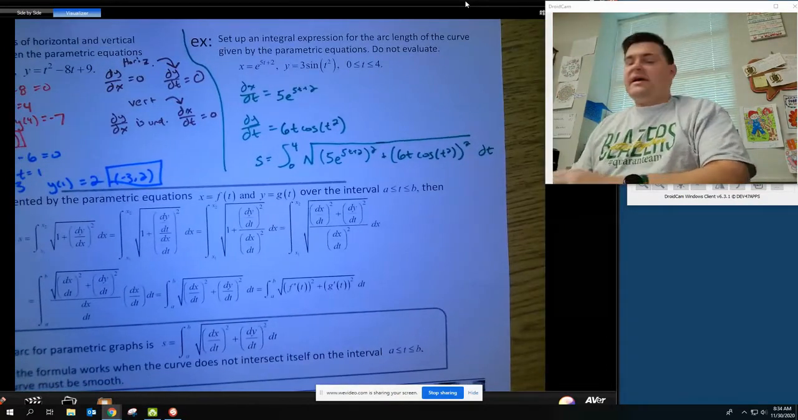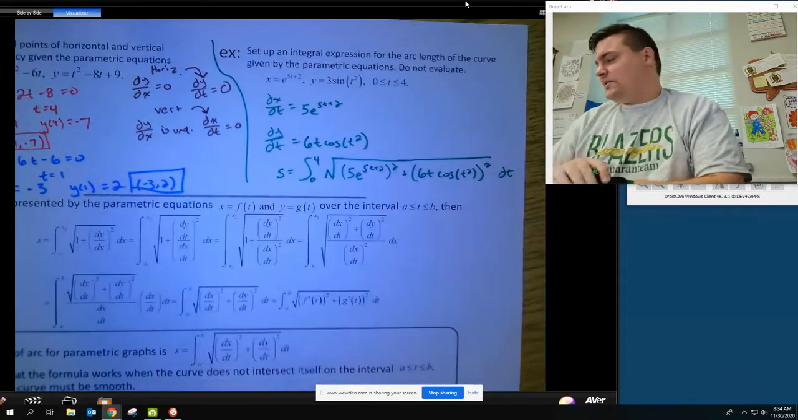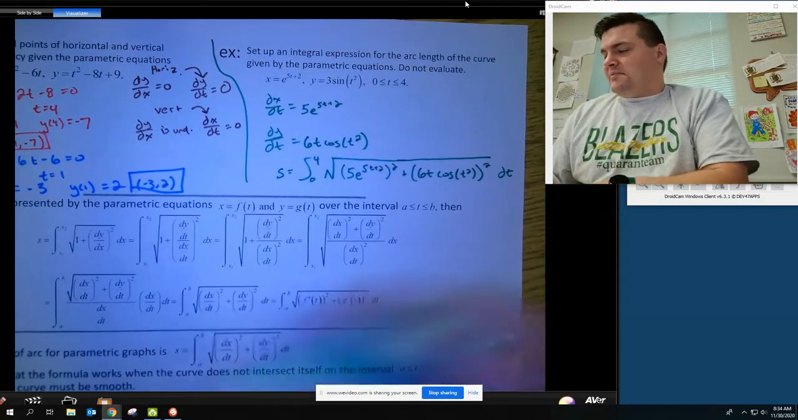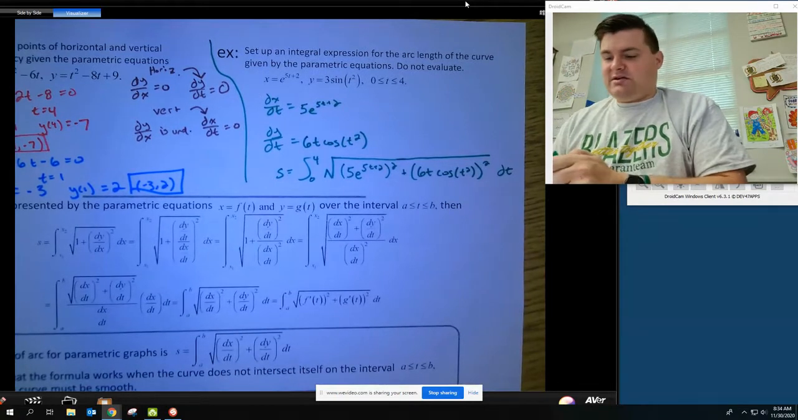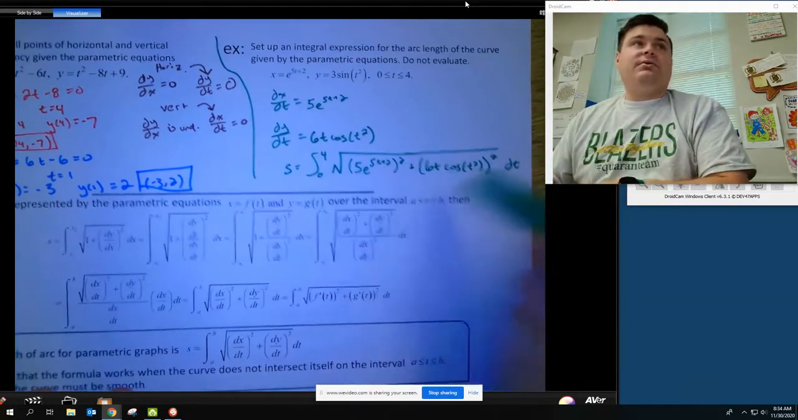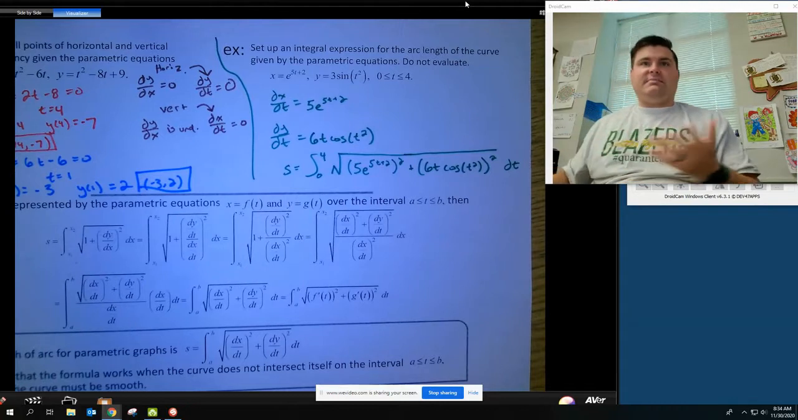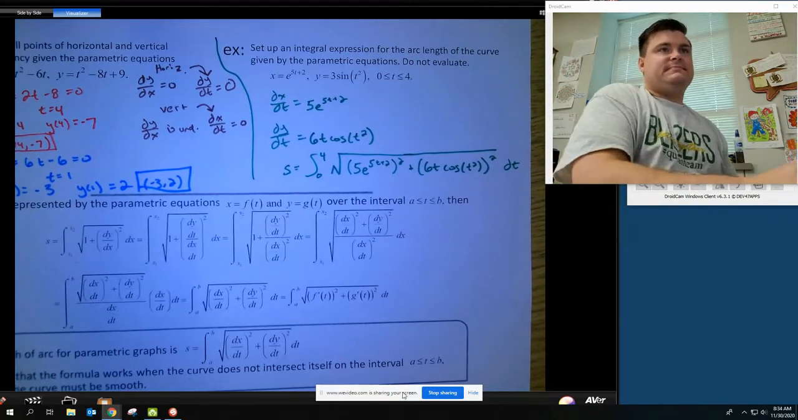It is common for AP to ask you for setups only on these as well. This would have to be a calculator question anyhow, because we do not know how to find the integral of that bad boy. All right, and that's going to wrap it up for parametric equations with calculus.